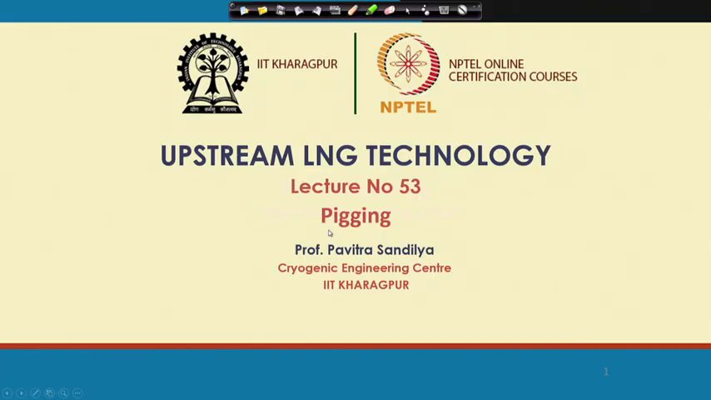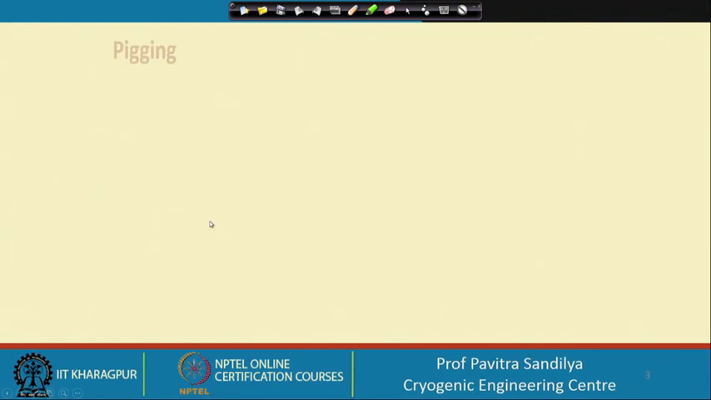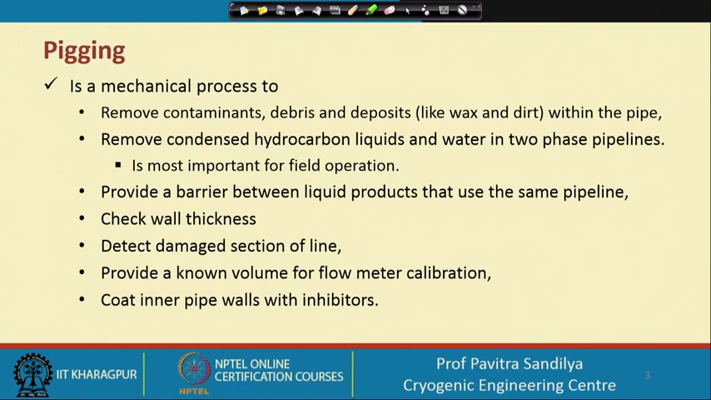Welcome. Today we shall be looking into one operation that is not directly related to the processing of the natural gas, but nonetheless it is quite important for the maintenance of the various types of pipelines in the natural gas systems. So in this lecture we shall be talking about this pigging operation, and we shall be looking into pigging, the classification of pigs, the selection criteria of pigs, and optimum pigging frequency.